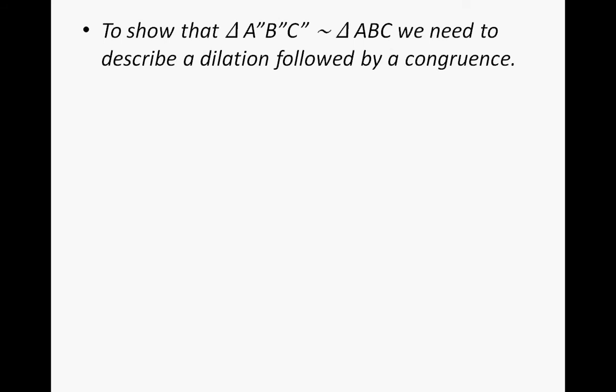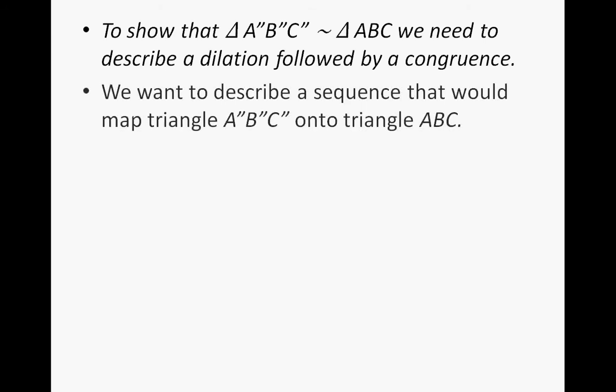To show that triangle A double prime B double prime C double prime is similar, and notice the symbol for similar is just one half of the squiggly equal sign. That is the symbol for similarity. So to show that both triangles are similar, we need to describe a dilation followed by a congruence. We want to describe a sequence that would map triangle A double prime B double prime C double prime onto triangle ABC.